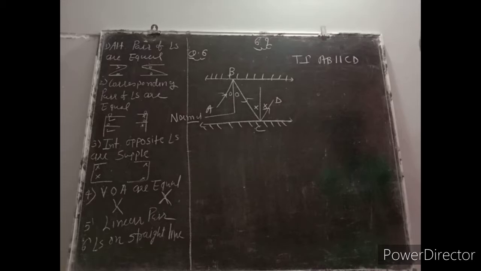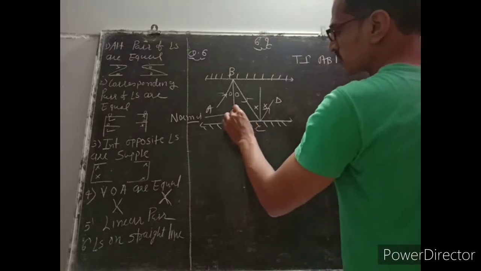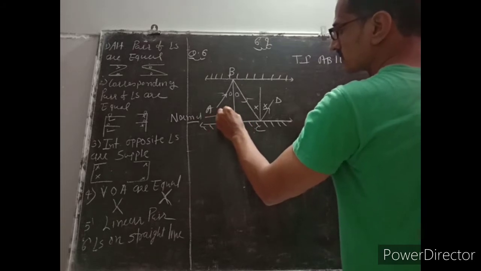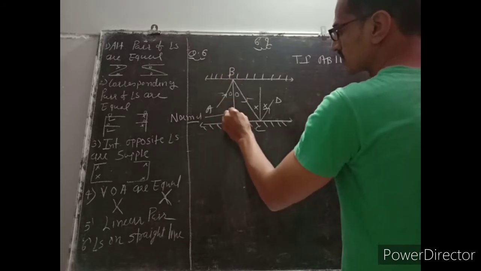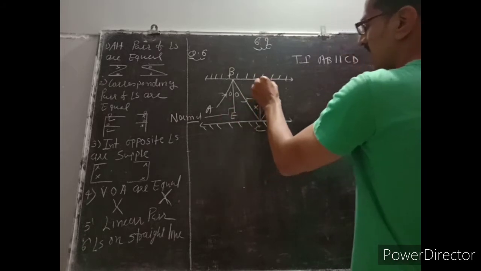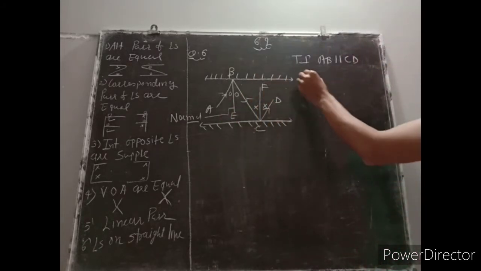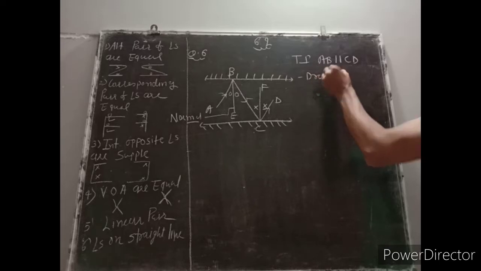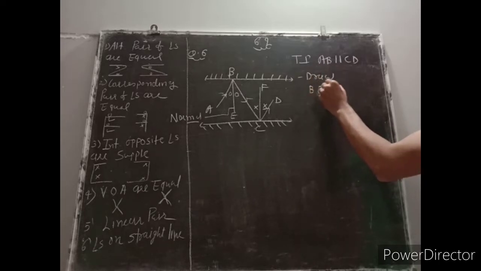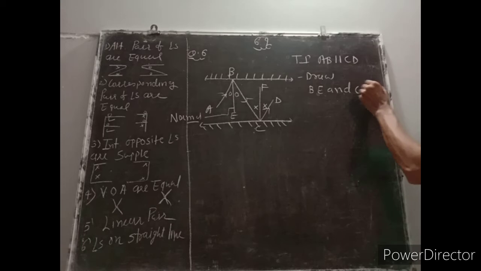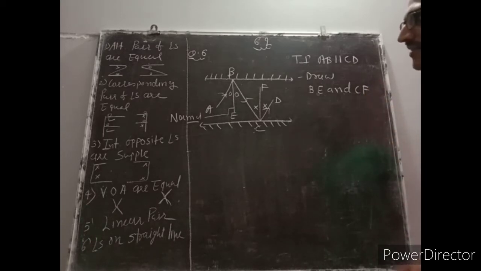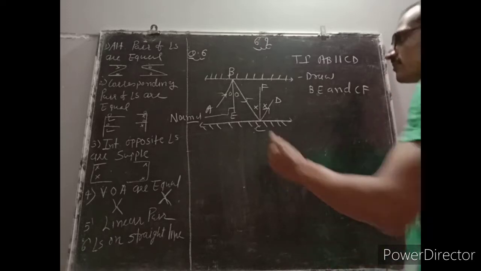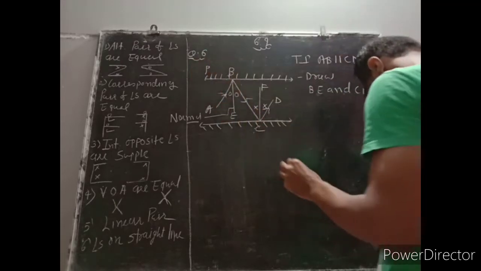Now let us give names to this. EF. Draw BE and CF. Draw BE and CF. Name of the mirror, I forgot to write.